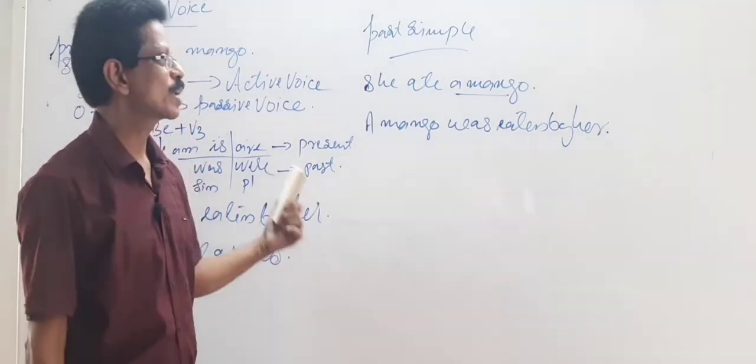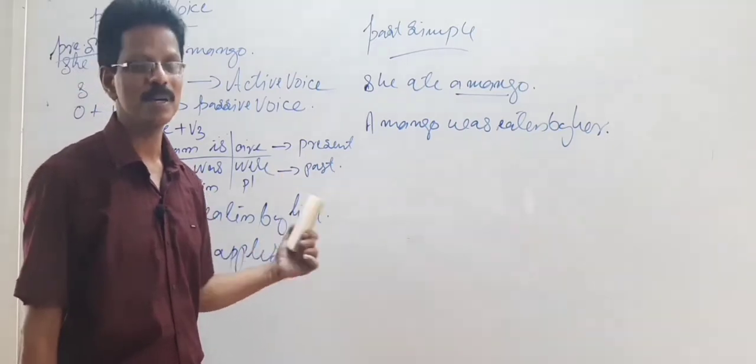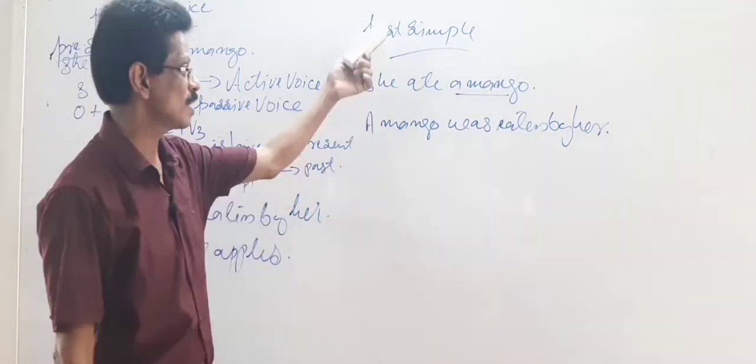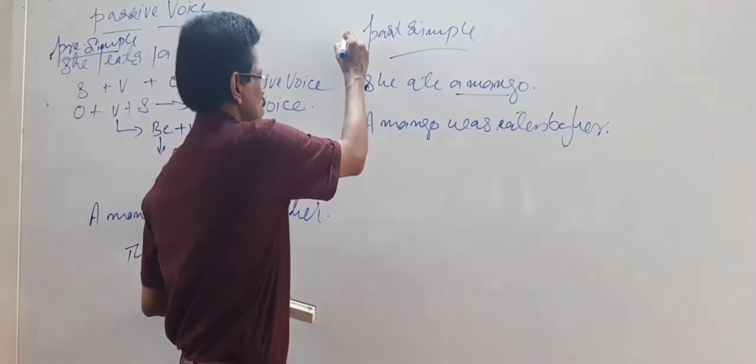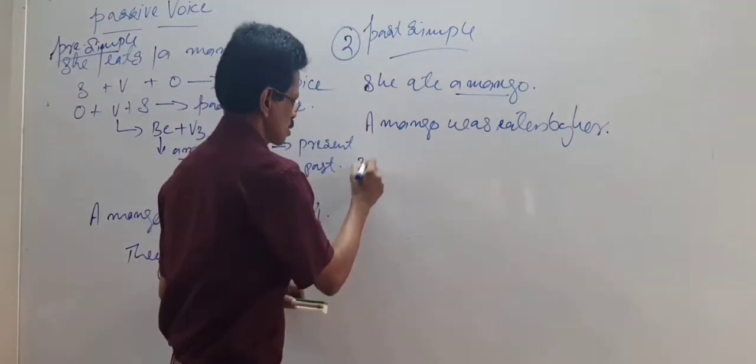In that way, you can change any verb according to tense and number. Now that is past simple. Number 2. Now let us go to future simple.